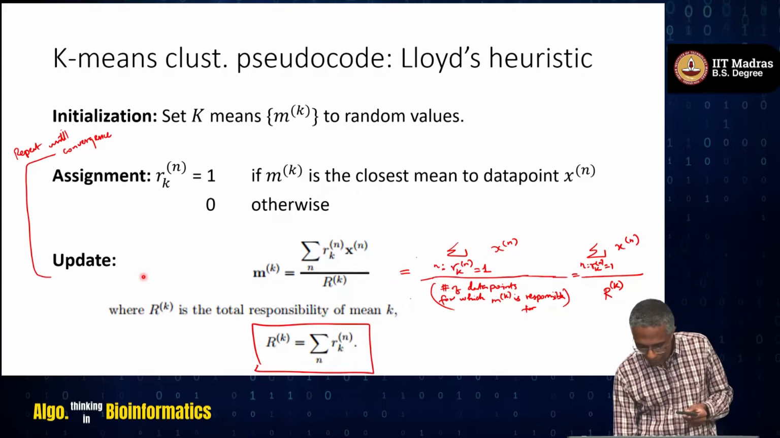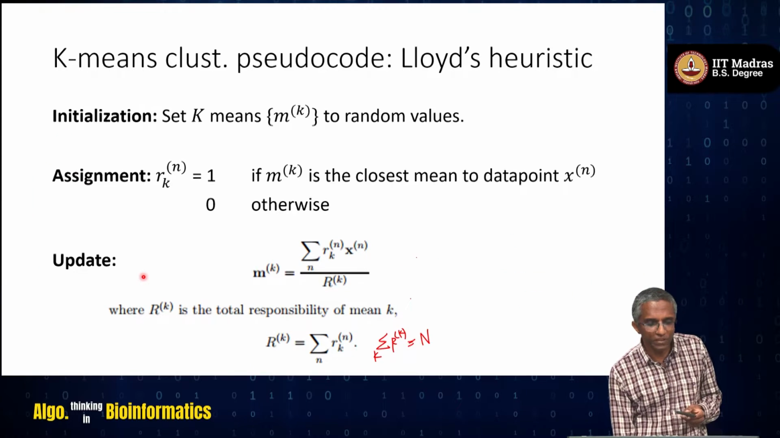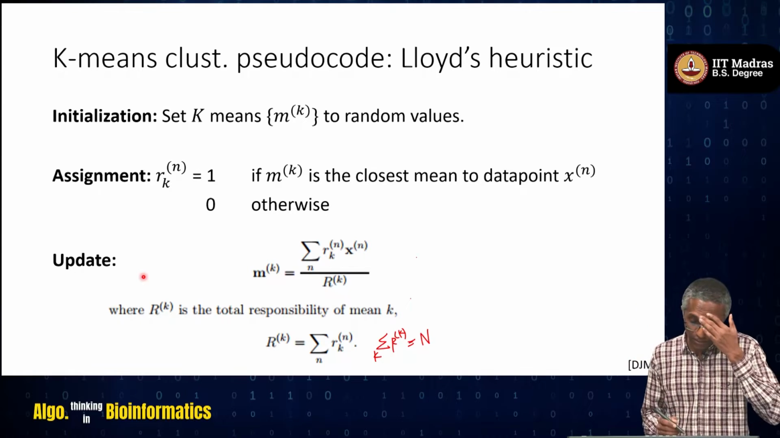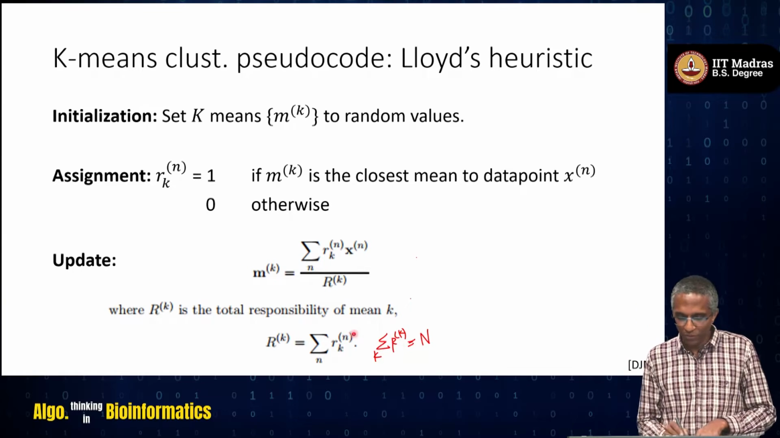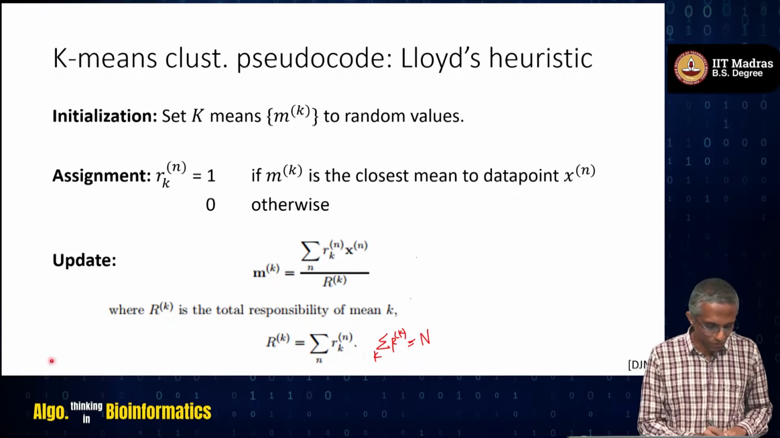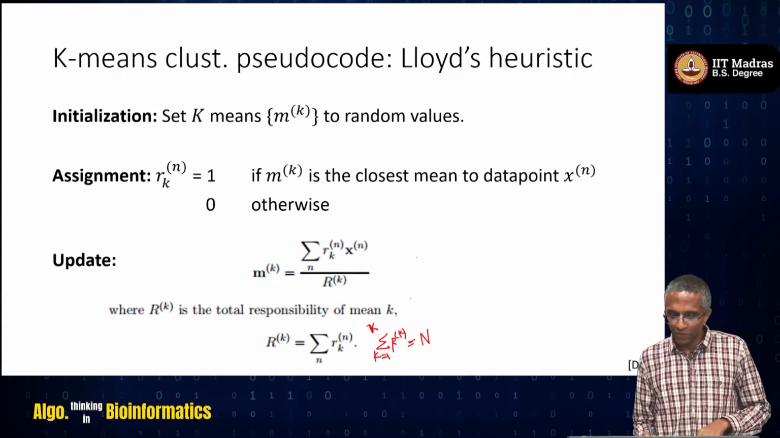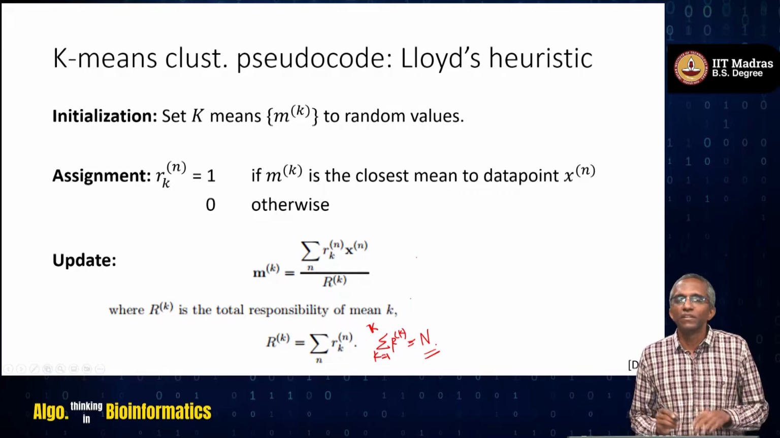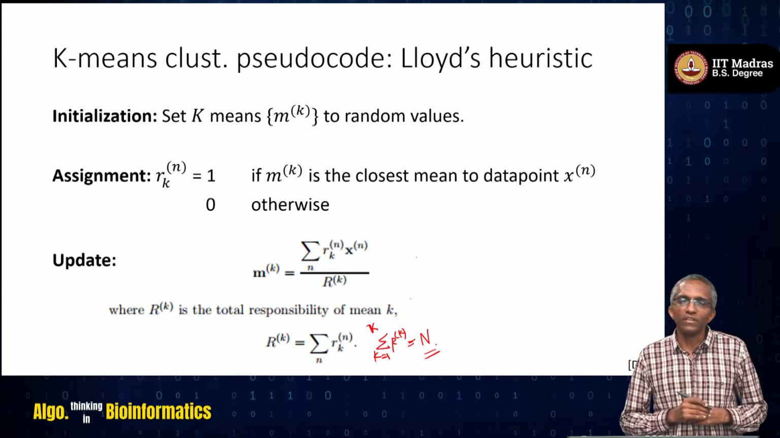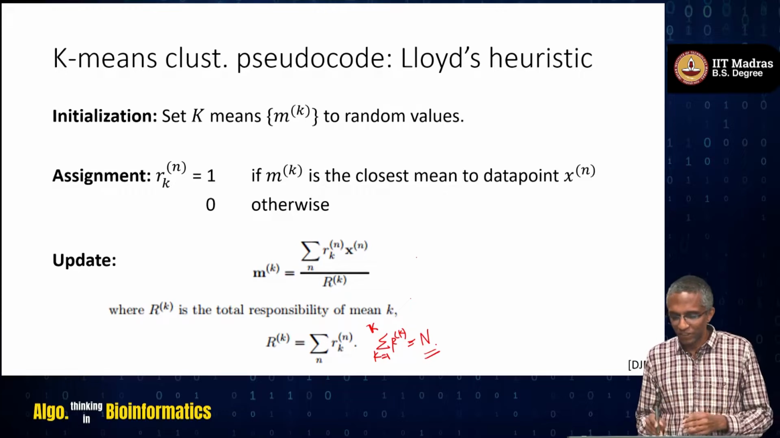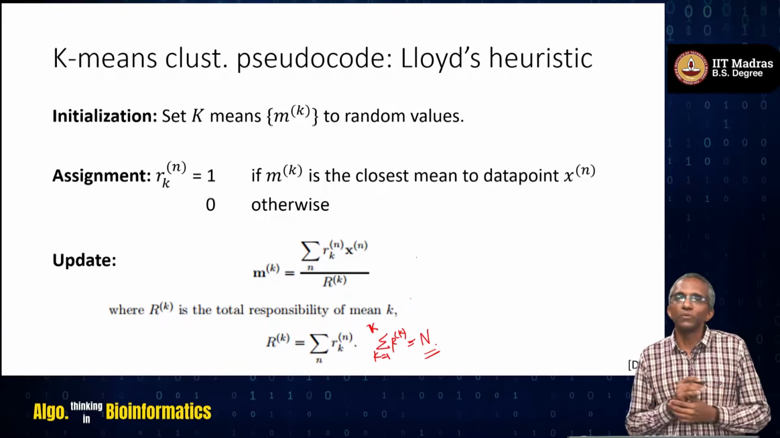Okay. So, this should be clearer as we look at some examples, but I also wanted to make sure that the notation is fine. If you look at the total responsibility of mean k and sum it up over all the k centers, so k equal to 1 to capital K, then you will see that it should give you the total number of objects N. Just wanted to make sure that the notations are clear. This is just to jolt you into understanding what these notations are.